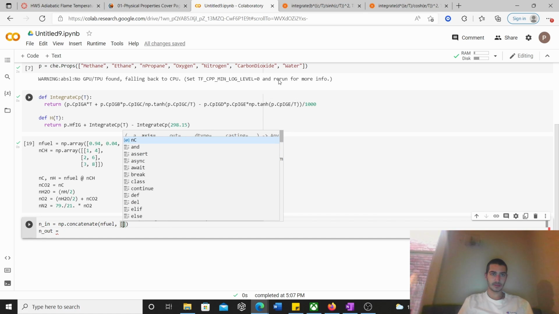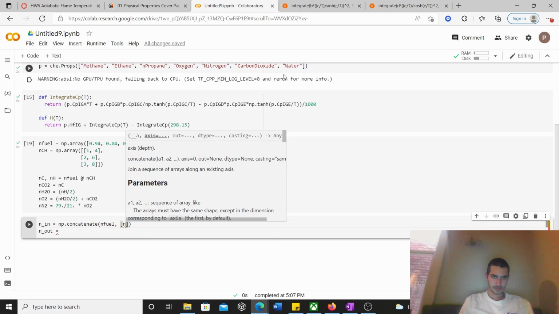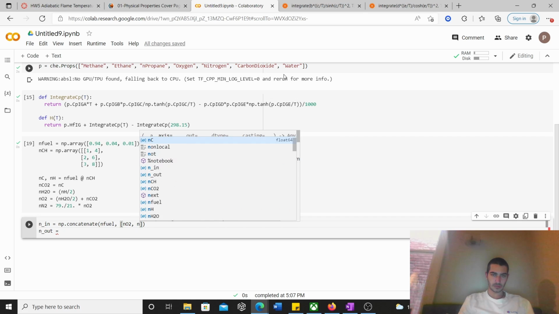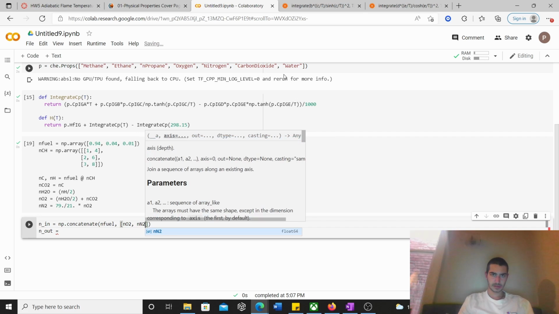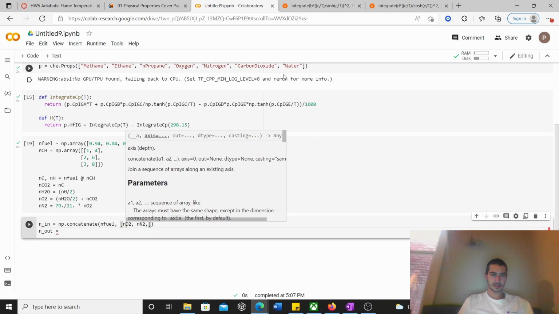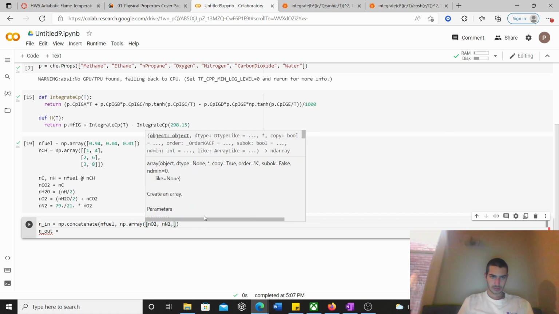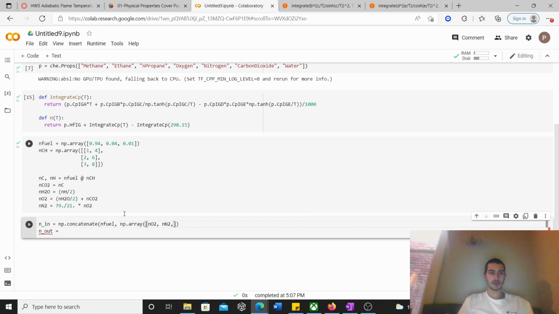So as we can see, we have the values of O2, oxygen gas, along with nitrogen, right? And then we want to make sure that this is going in as an array, so np.array of that, right? Then we also want to make sure we add the amount of CO2 and H2O that's going in as well, which in this case is 0, right? We have nothing going in.